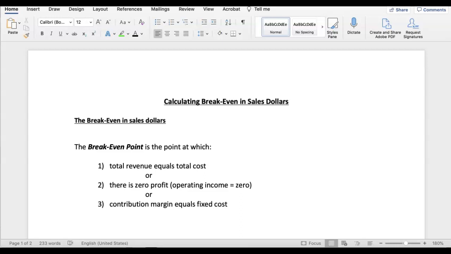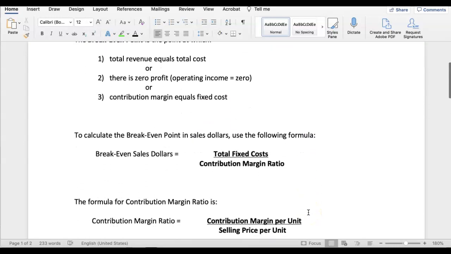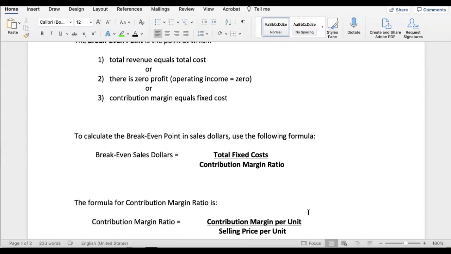To calculate the break-even in sales dollars, let's look at the definition of break-even point. That is the point at which total revenue equals total cost, or there is zero profit, meaning operating income is zero, or contribution margin equals fixed cost. So to calculate break-even point in sales dollars, this is the formula that you would use. It's the total fixed cost divided by the contribution margin ratio.